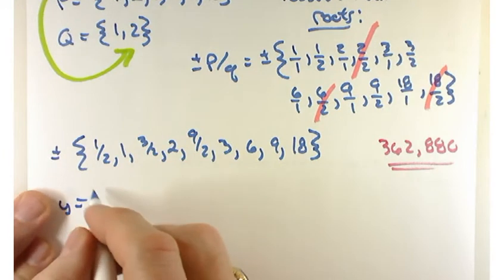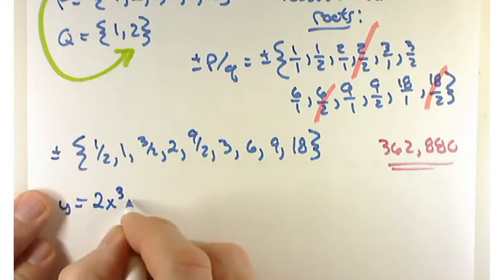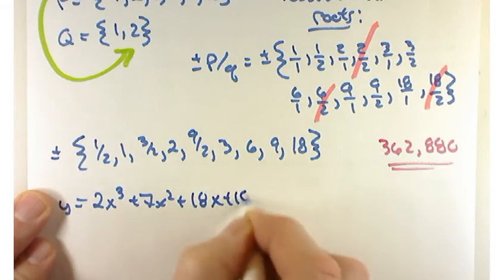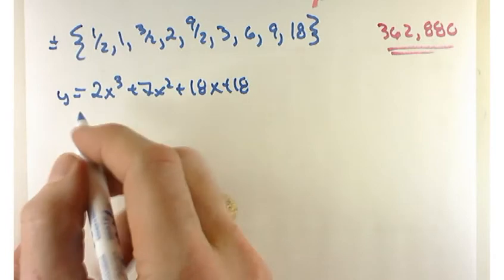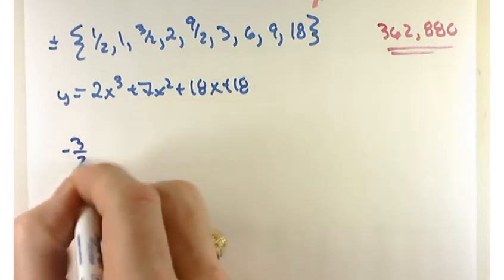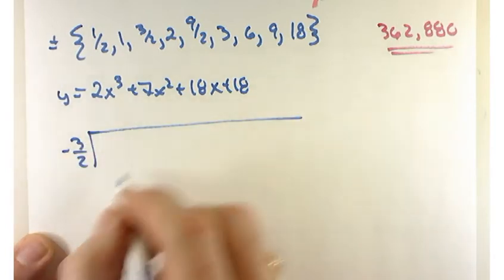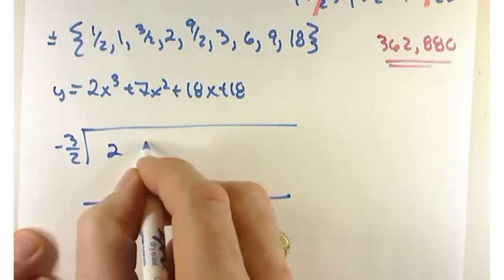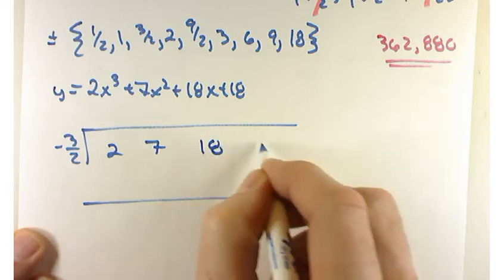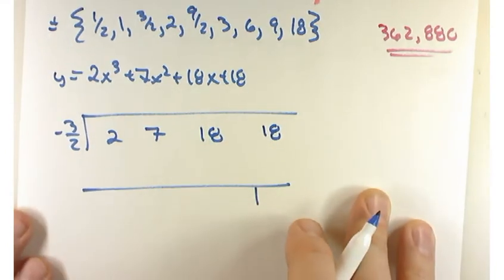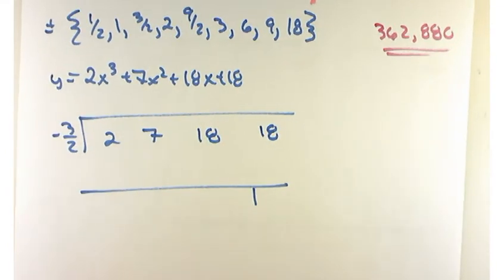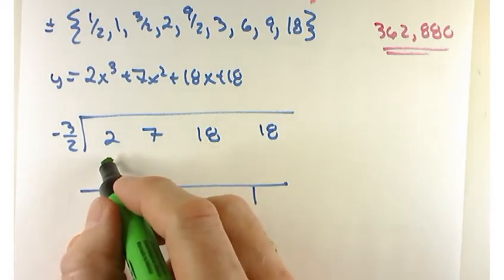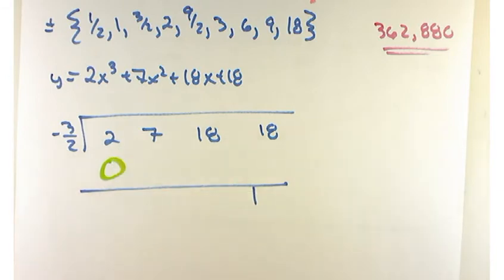Just a reminder, our polynomial is y equals 2x cubed plus 7x squared plus 18x plus 18. And negative 3 over 2 is a root. Let's put that in here. 2, 7, 18, and 18 again. Now underneath the 2, to start things out, what should I put? 0. Put that 0 there.